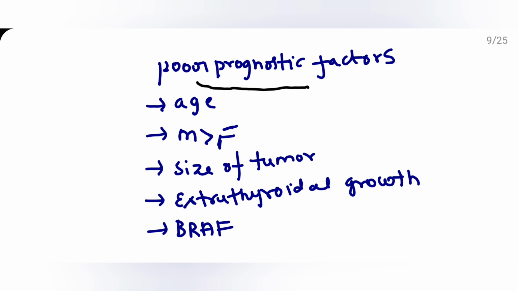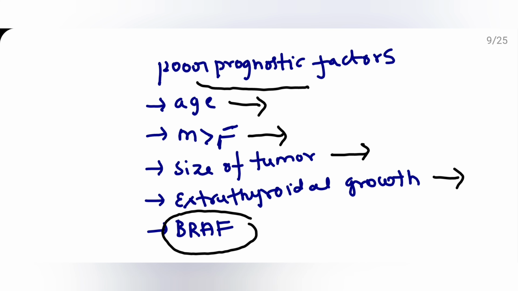Coming to poor prognostic factors, one is elderly age group. If it occurs in males, it carries poor prognosis. The larger the size of tumor, poor prognosis. Extrathyroidal growth also shows poor prognosis. Also, it is seen that BRAF mutated tumors have aggressive features.